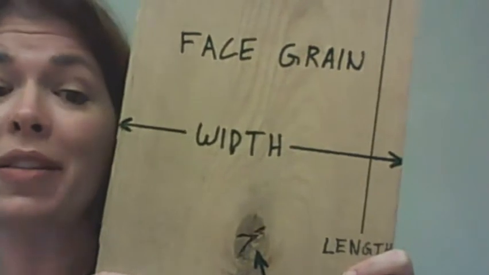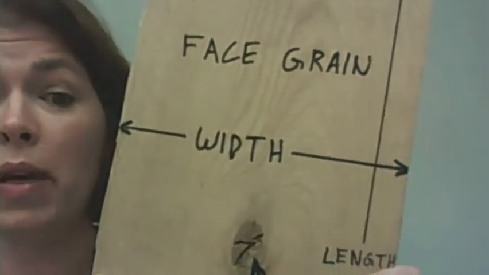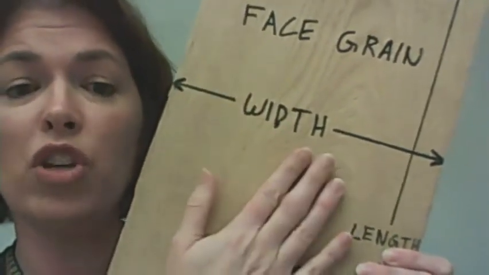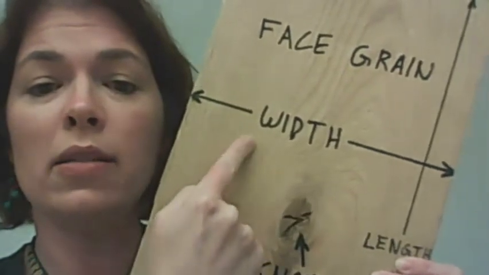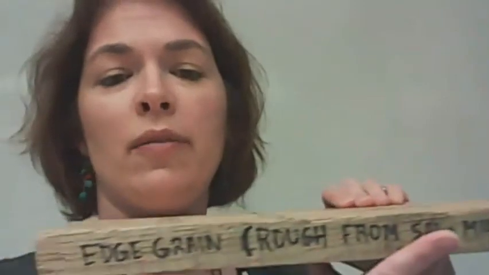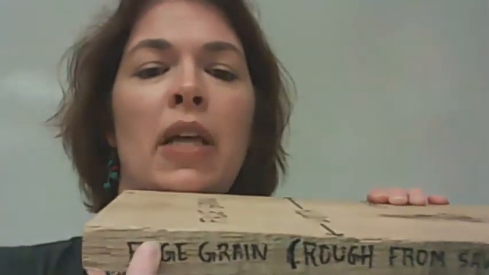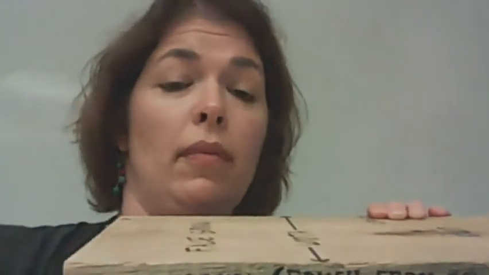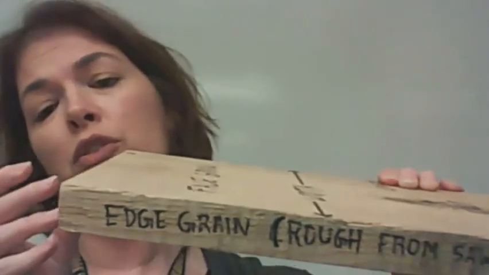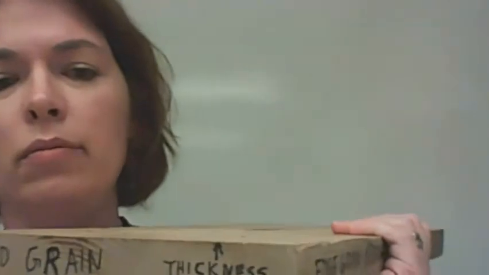We also have 3 other grains on this material, on a piece of wood. So our face grain, this is our flat part. This is generally the widest part of the board. Then we have edge grain. An edge grain typically runs in a line along the edge, and it's on the edge, which is why it's the edge grain. We do also have the end grain.